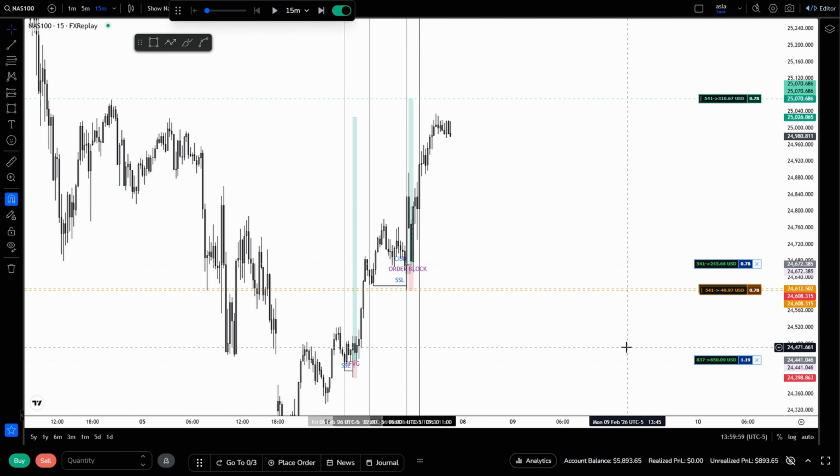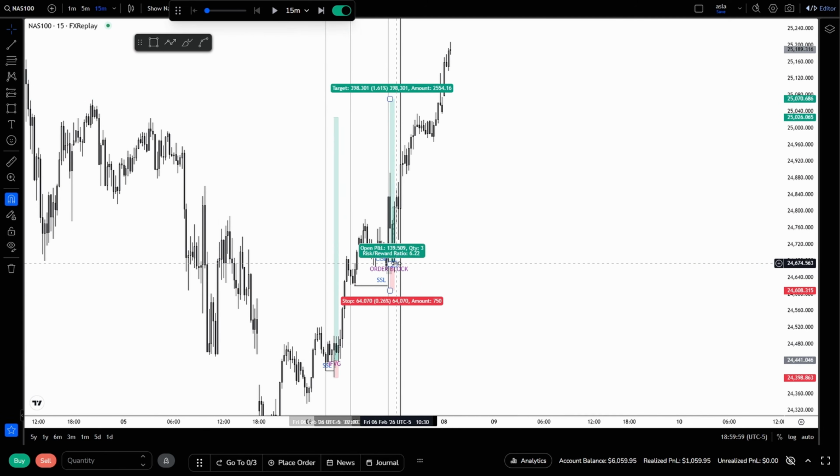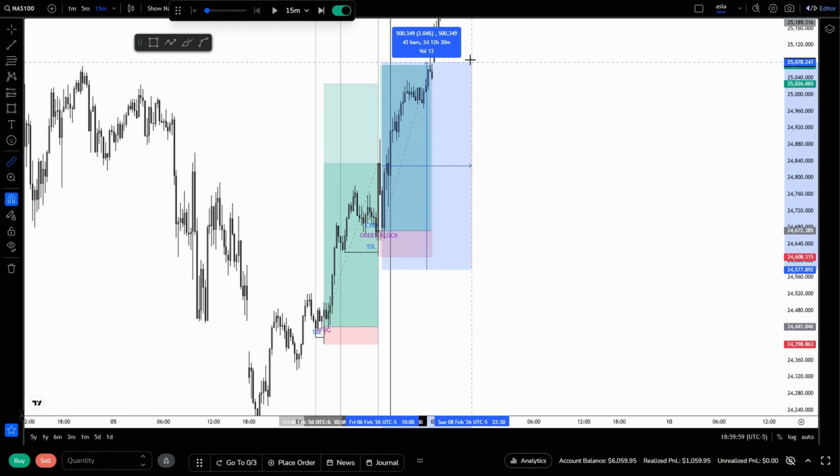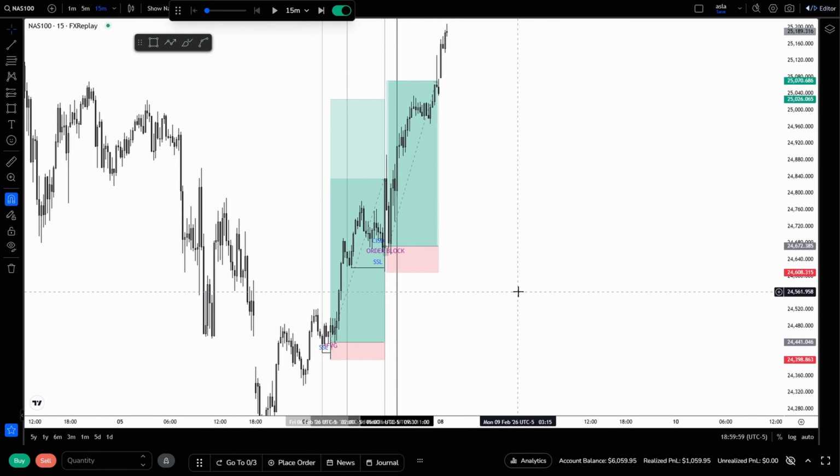This is a clear example of London providing the reversal through the liquidity sweep, and New York providing the continuation, first using an inverse fair value gap, and then using CISD and an order block for the continuation entry.